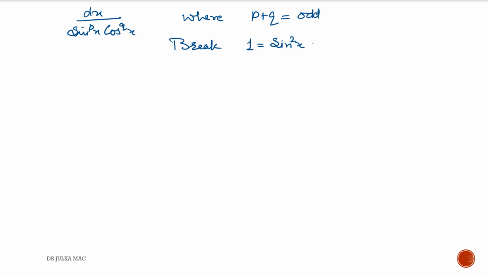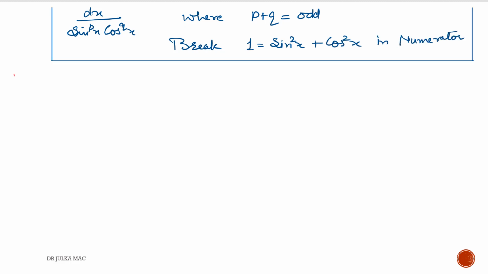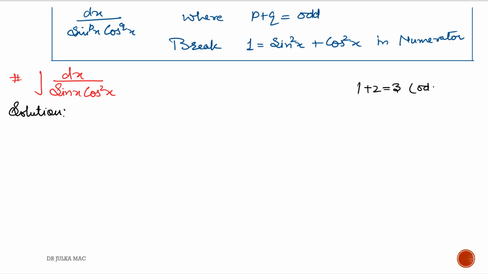plus c. Next point, whenever we have dx divided by sine to the power p x, cos to the power q x, where p plus q is odd, then break numerator 1 as sine square x plus cos square x and solve. For example, we have dx divided by sine x into cos square x. Now 1 plus 2 is 3, which is odd. So break numerator 1 as sine square x plus cos square x divided by sine x into cos square x.